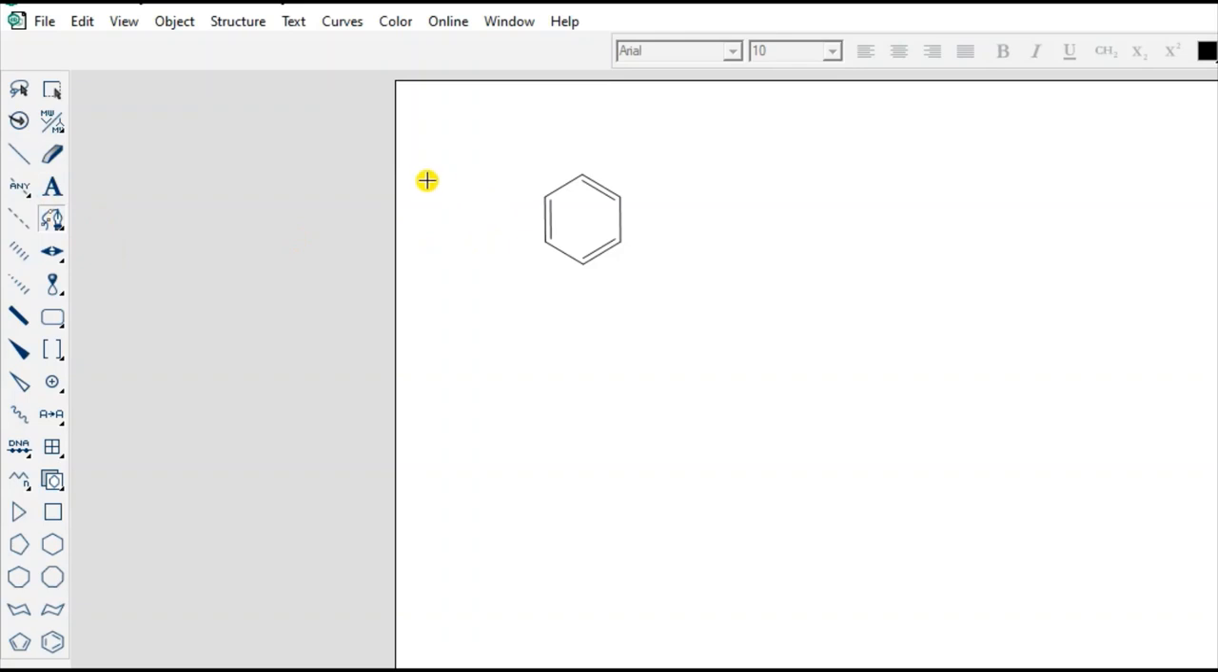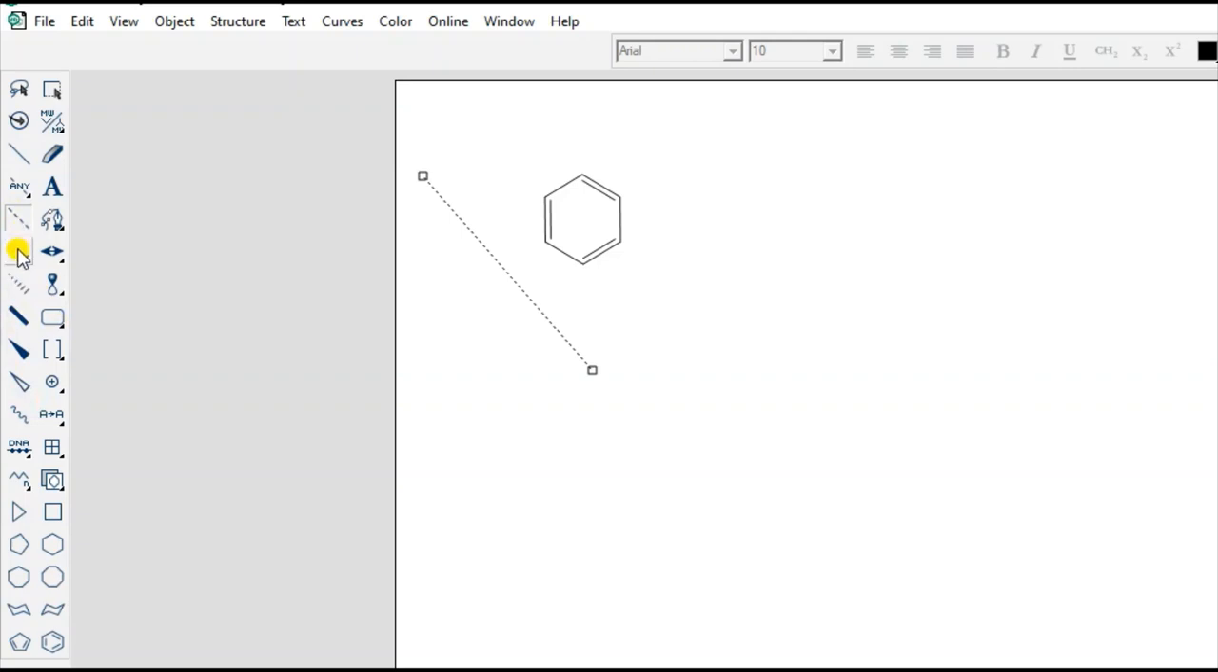Next is the pen tool. The pen tool is also used to draw the structure. It is used to draw any sort of bond or distinction. Next is dash bond, and you are watching several other bonds: hashed bond, hashed wedged bond, bold bond, wedged bond, and hollow wedged bond. And the last is wavy bond. All these bonds are used to show the stereochemistry of a structure.